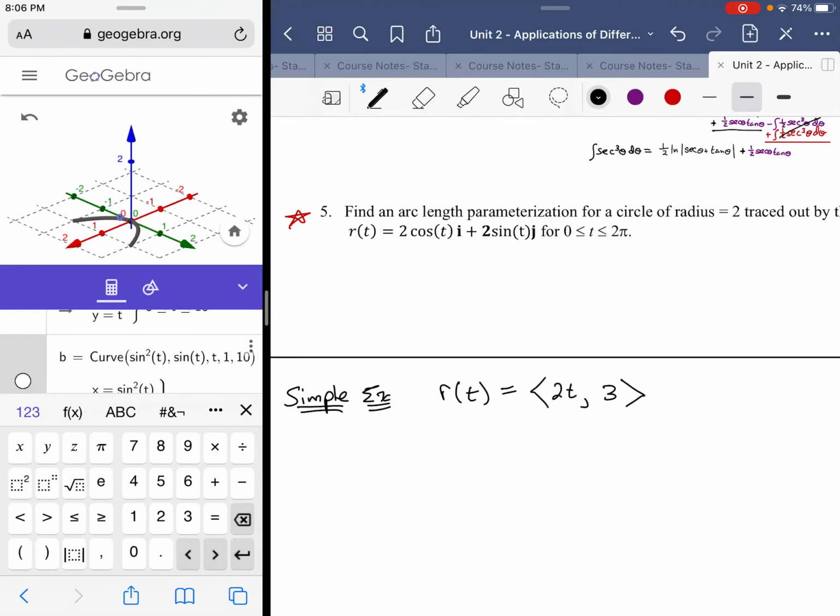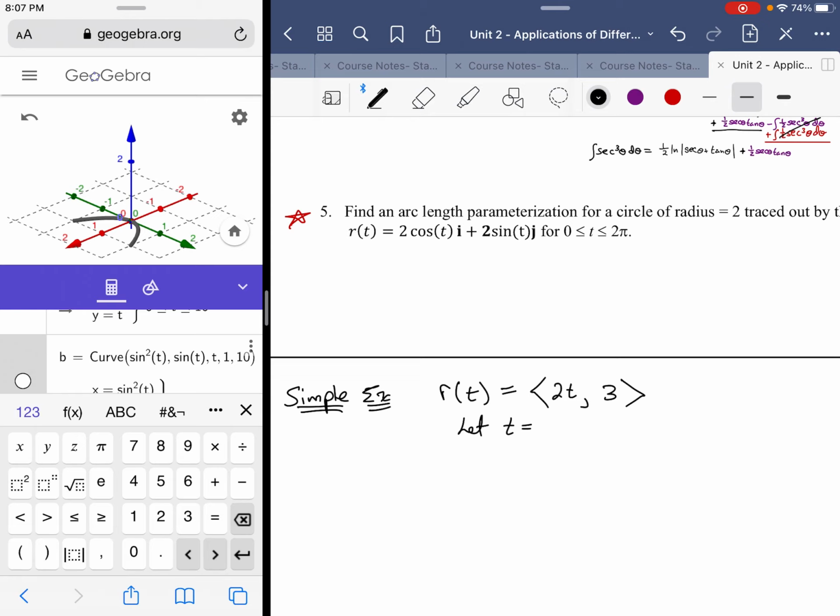So I figured I would do just a quick, simple example. You can tell by the title, simple example, just to really get the point across before you tackle number 5 on your own. Right, so just a simple linear function in 2 dimensions, r of t equals 2t comma 3. Nothing too fancy.